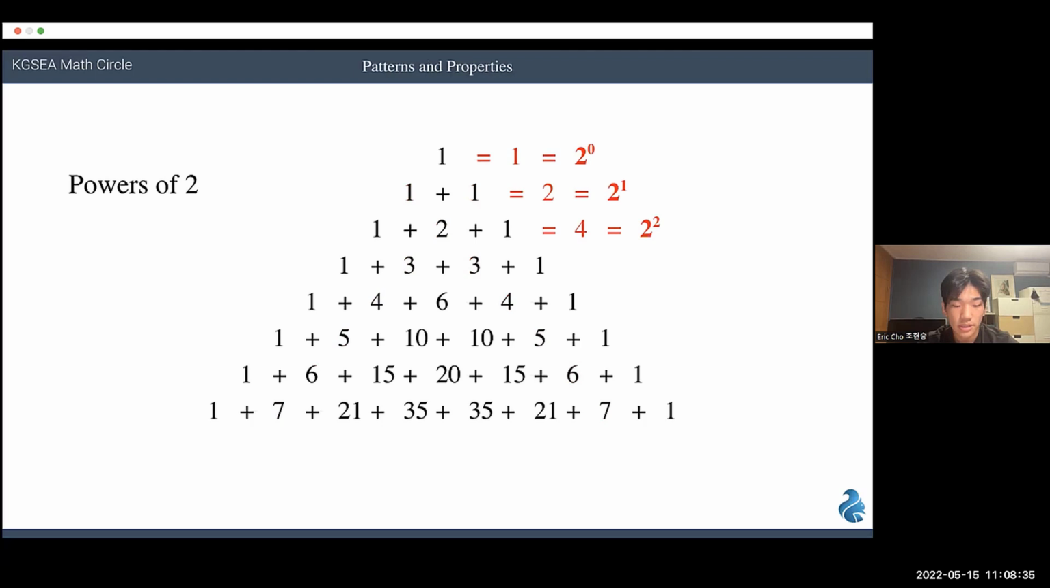Another pattern that you can see is that the sum of all numbers in a row is always a power of 2. However, it's not any power of 2, but 2 to the power of the row number. The first few would look like this, and the rest would continue the pattern. As you can see on the right, the power of 2 increases by 1 each row.